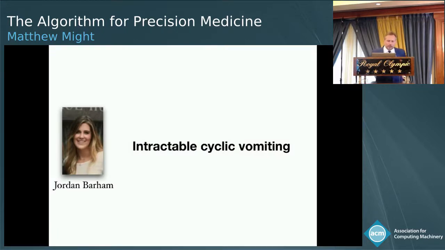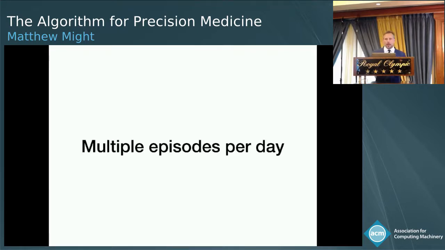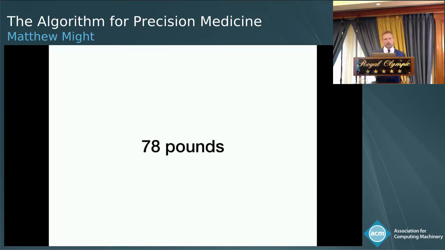Then another interesting case, and one that I like because it highlights the fact that we can take on non-genetic cases, was intractable cyclic vomiting. This is a patient that reached out at 19 years old, really her parents saying, we have tried everything for our daughter. We just don't know what to do at this point because since 11 she has vomited multiple times a day. At this point, she only weighs 78 pounds despite being 5'4", and we're very worried for her survival now.